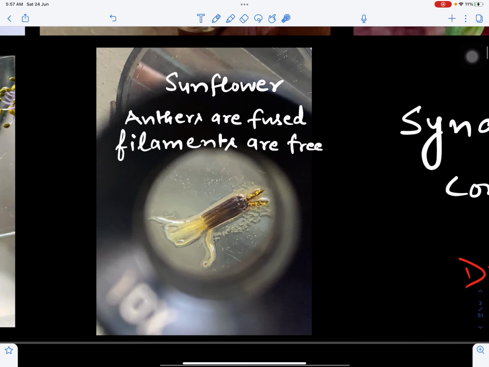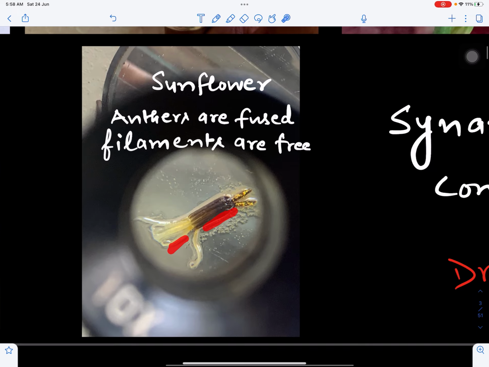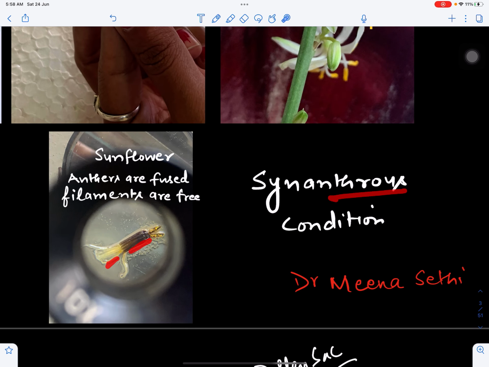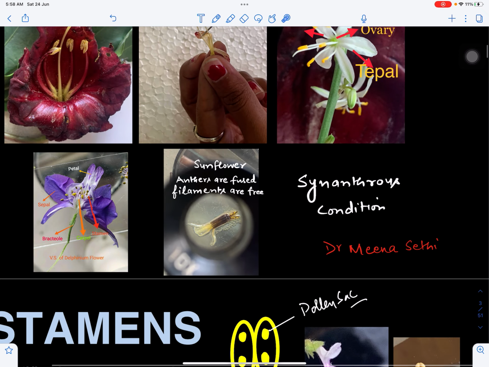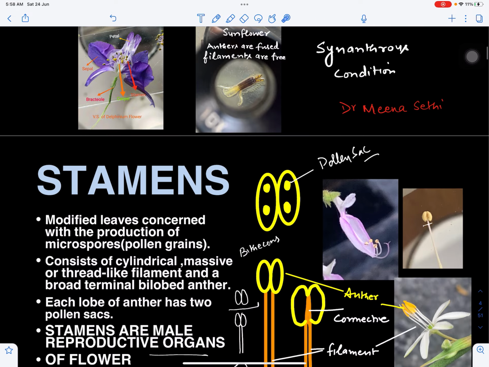In sunflower, the anthers are arranged differently. We can see that the anthers are fused, and the filaments are free. This is also called the synantherous condition. Syn means fused, so the anthers are fused and the filaments are free. So their organization is different in different species, and the number also varies.